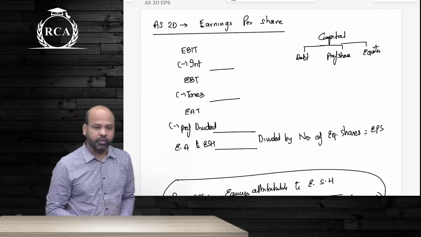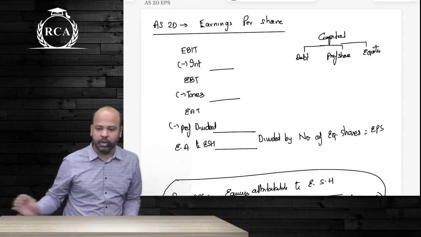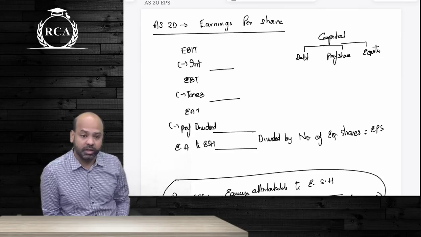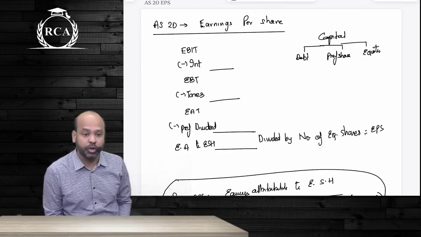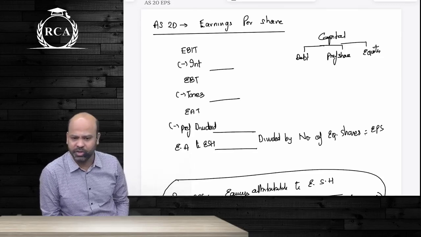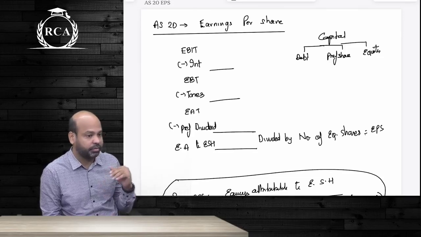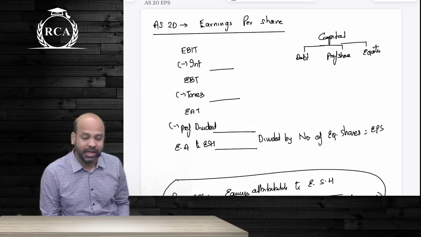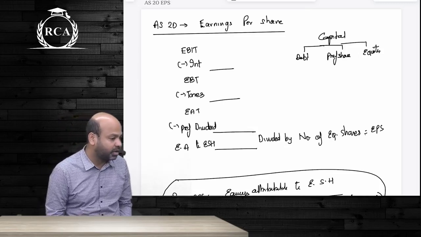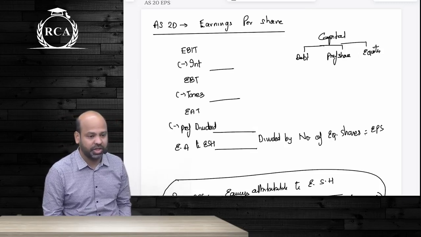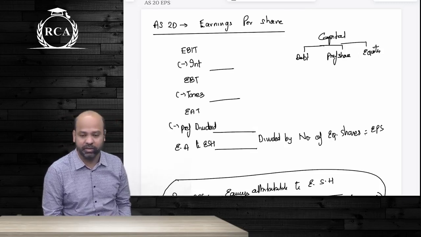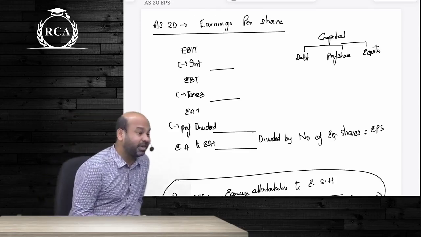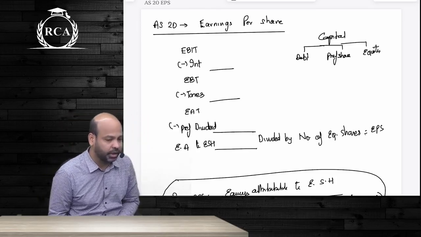Alright, guys, let's quickly revise accounting standard 20, beta, earnings per share. Now, the objective of this standard, guys, is to tell us what should be included in the computation of earnings per share in the form of profits and in the form of number of equity shares. The basic definition of EPS, guys, is the amount of profit that is attributable to equity shareholders on a per share basis. So there are two concepts of EPS in this standard. One is basic EPS, the other one is diluted EPS.